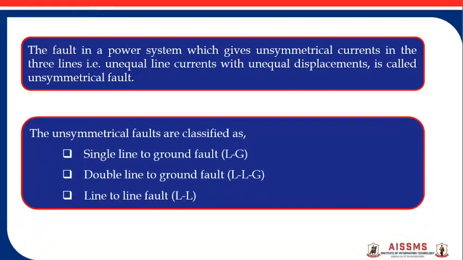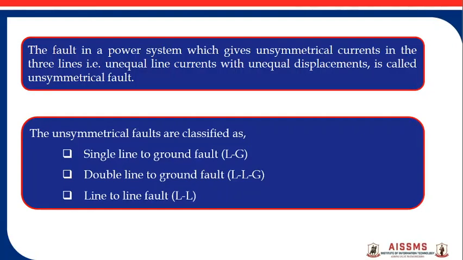In a power system, unsymmetrical faults are classified as single line to ground fault, called an LG fault, that is, the fault occurs between a single line and the ground. The second is the double line to ground fault, called an LLG fault, that is, the fault is between two lines and the ground. And the third unsymmetrical fault is the line to line fault, that is, between two lines.